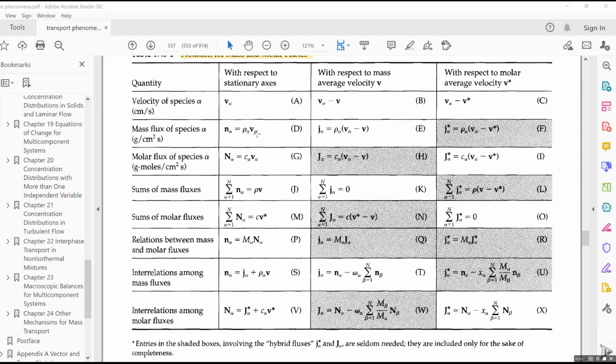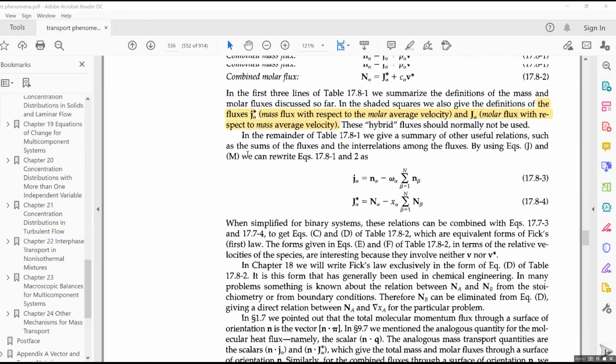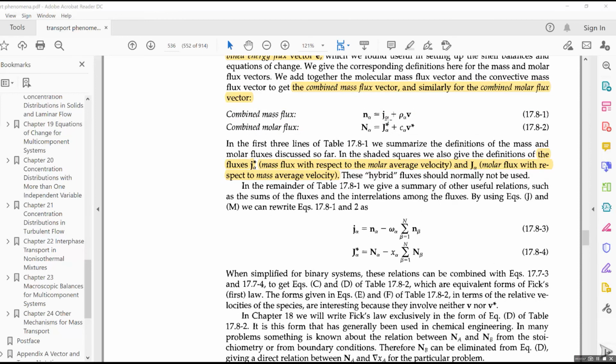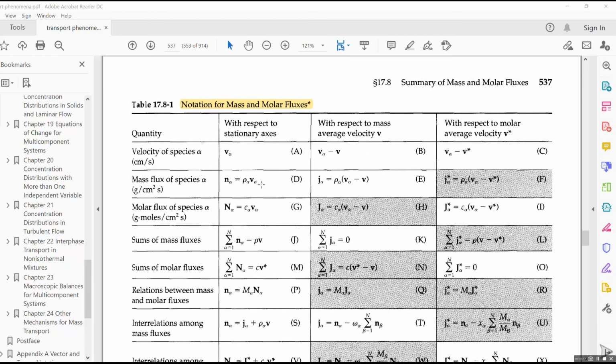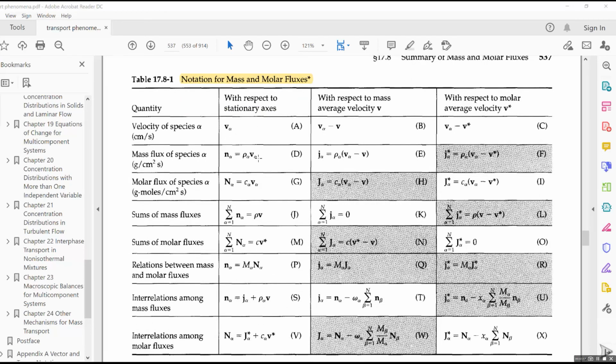Don't forget, this is not the system average velocity. This is the individual species average velocity. This gives the mass flux of the species. If we go above, we defined the mass average velocity as a combination of the diffusive flux and the convective flux. But you remember this, the v is not the same as here, because in here you just have the species alpha velocity.